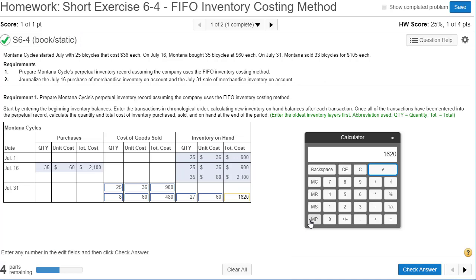So if our supervisor asks us how much inventory do we have as of the end of the month, July 31st, we've got $1,620 worth of inventory left over. And remember, the $1,620 is what it cost us, not what we could sell it for. We don't know what we can sell it for until we actually sell it.